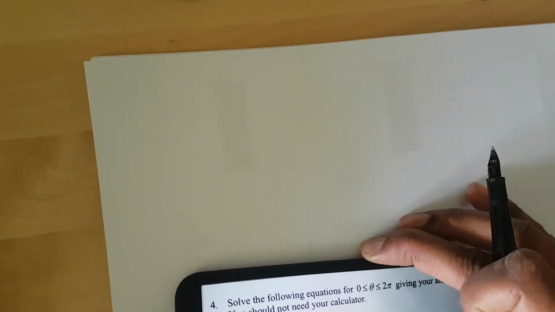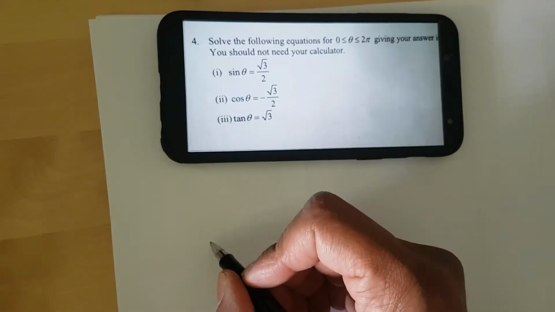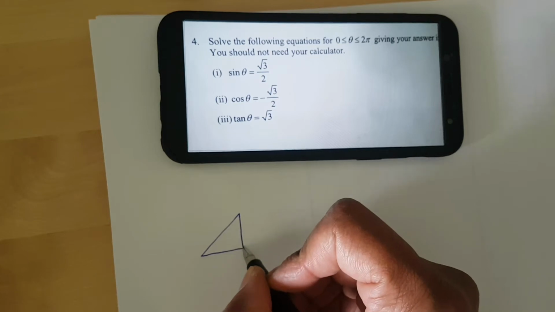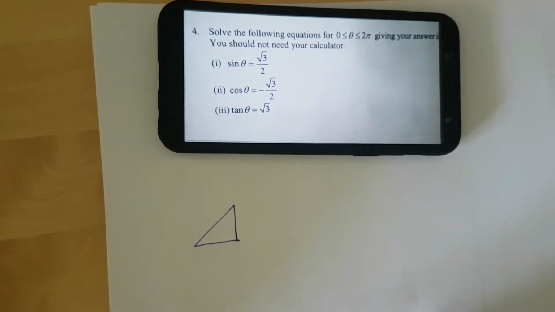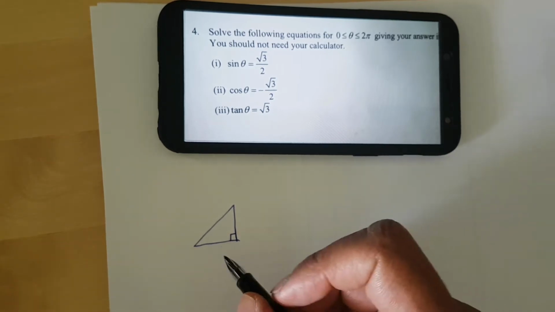So to solve this, if I put that there, you should be able to see it. I'm going to start with a triangle. And I know that if I've got 1s and 2s and root 3s, I'm going to have a right angle triangle that looks something like that. And there's going to be my right angle. It's not particularly well drawn, but it does the trick.